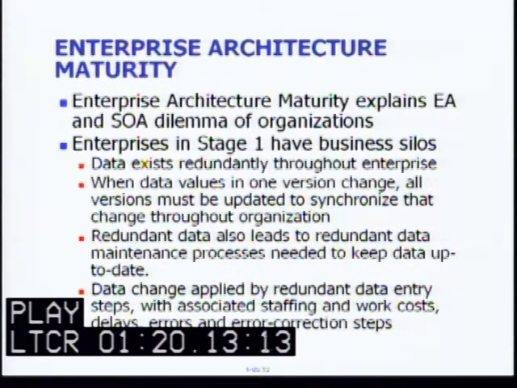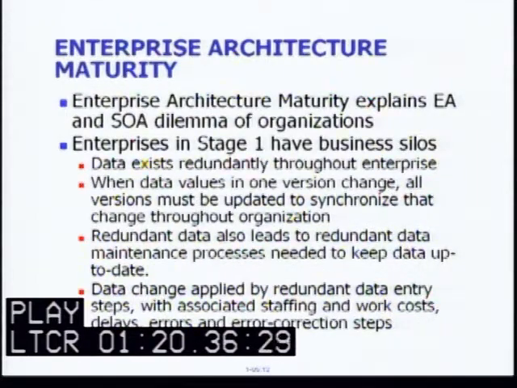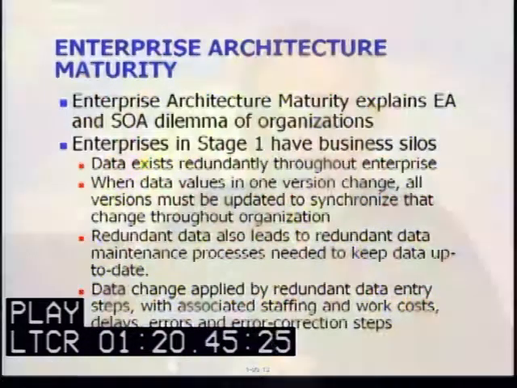Redundant data maintenance processes bring with them additional costs, associated redundant staffing and redundant work to re-enter that changed data redundantly into different systems to update the redundant data, with delays, with errors, and error correction steps also occurring redundantly. Redundant data in many enterprises historically has led to hundreds of millions of dollars spent on redundant processes to keep that redundant data consistent and up to date.